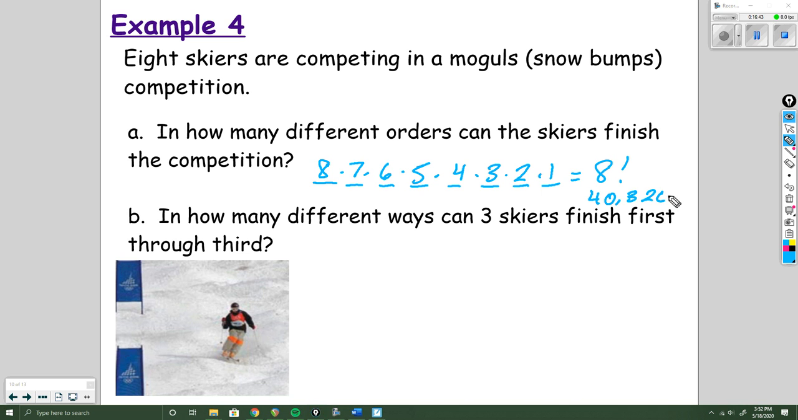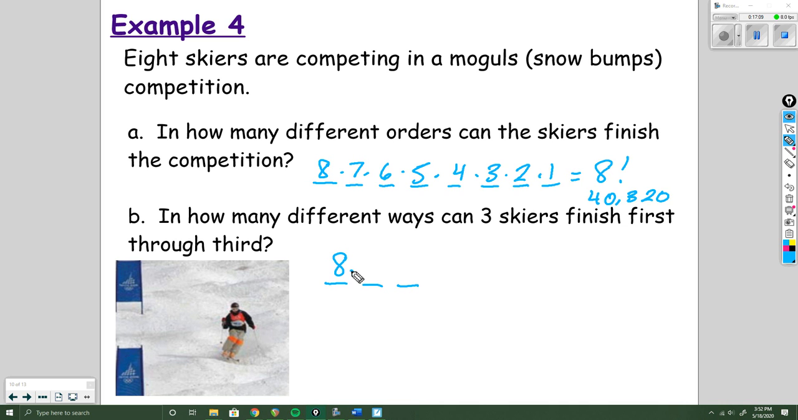Which is crazy. There's only 8 people in the competition and still 40,000 different ways that they could finish that competition. All right, let's say we're only concerned about those that finish first through third, like in the Olympics. We're only really concerned about those who get gold, silver, and bronze medals. In this case, there's only 3 spots that we're concerned about, first through third.